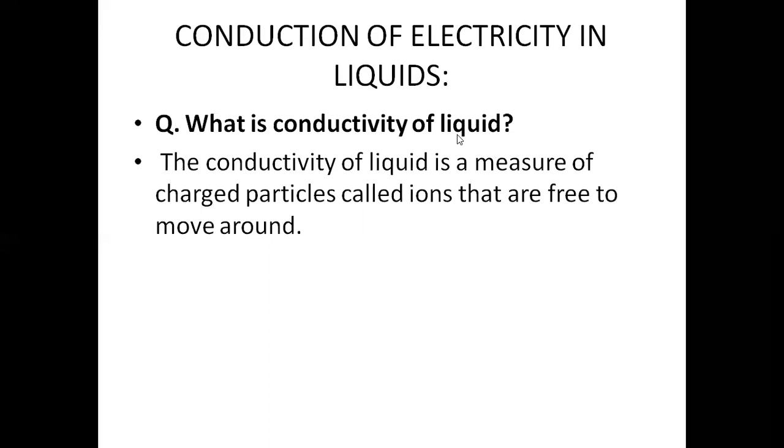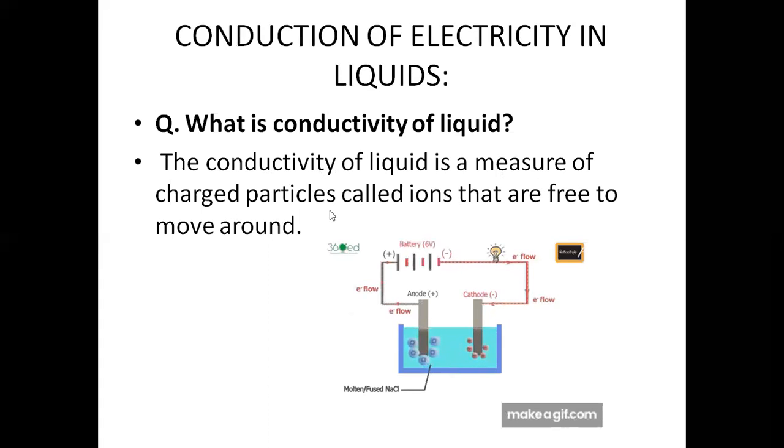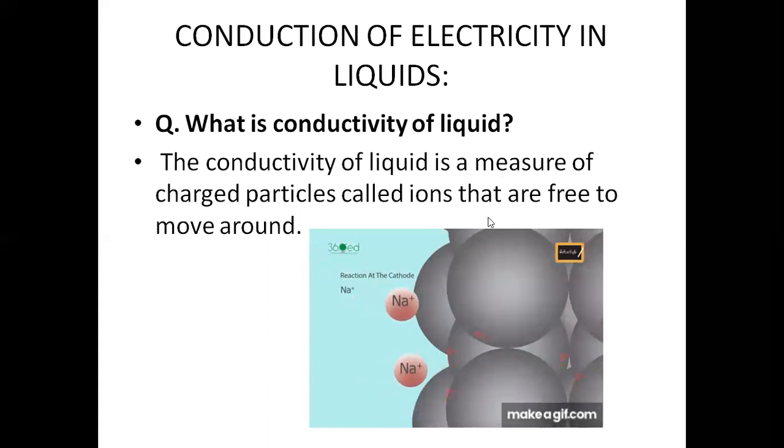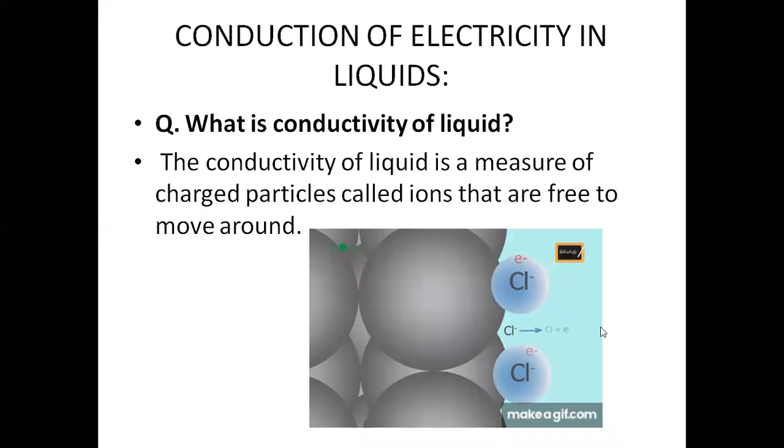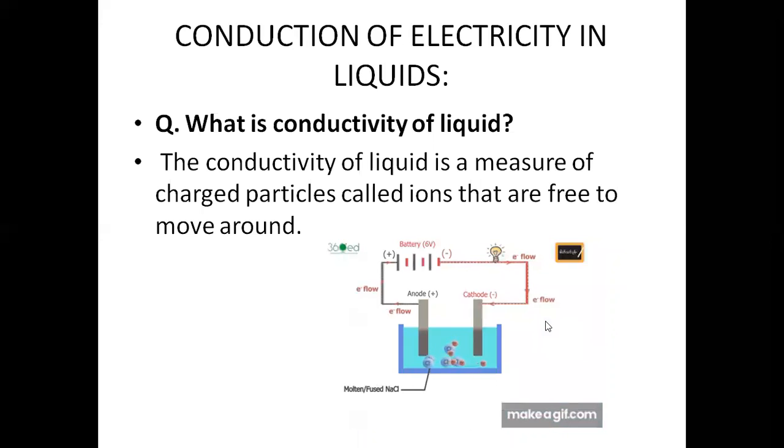Now we shall come to today's topic, that is conduction of electricity in liquids. What is conductivity of liquid? The conductivity of liquid is a measure of the flow of electric current through the liquid. The conductivity of liquid is a measure of charged particles called ions that are free to move around. Now look at this figure, image. See that movement of ions.